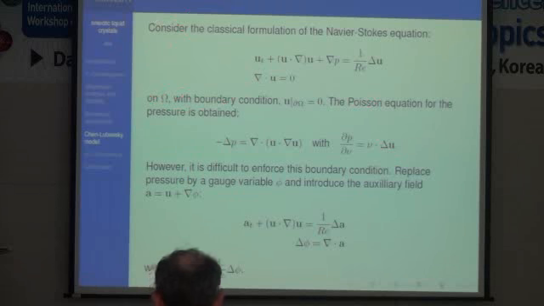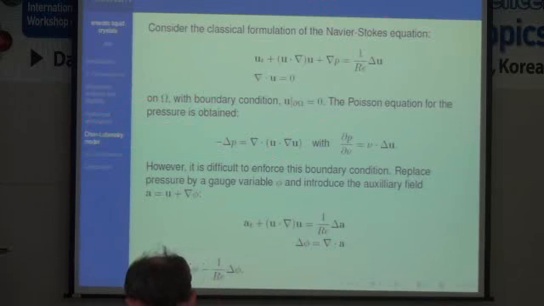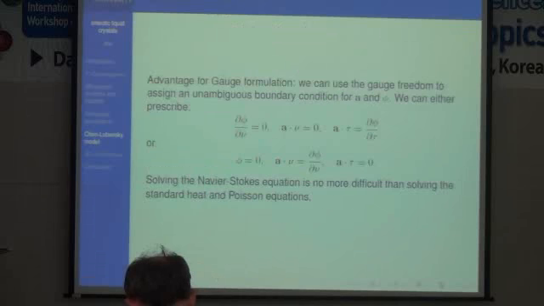So we use the gauge method proposed by Weinan E and Liu in 2003. We used this gauge method to solve the Navier-Stokes equation. What's nice about this is that usually for the Navier-Stokes equation, what I understand is that in order to solve the Poisson equation for the pressure, it has boundary conditions. So in order to avoid this, people use the projection method or this gauge method. So what's nice about the gauge method for me is that we can just solve this like standard heat and Poisson equations.